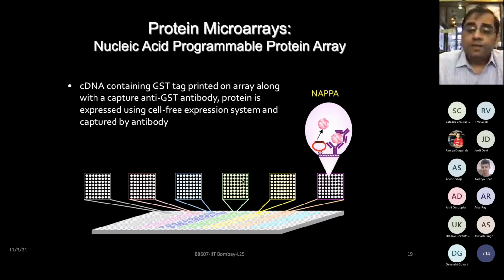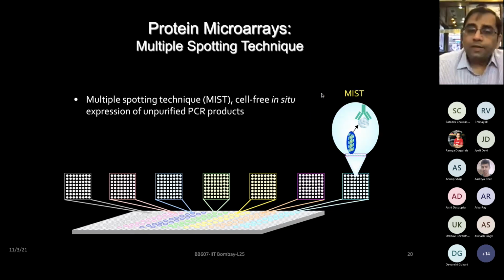Another thought is, can we directly make the proteins from the cDNA? There is evidence that people are able to express the cDNA, complementary DNA, directly by adding an in vitro transcription translation mix, which triggers the transcription and translation processes directly on the chip. Therefore, in a single step, you are able to make the protein from the cDNA. One of the technologies I'll talk about in more detail is NAPA, nucleic acid programmable protein arrays. Another approach, with a similar concept of expressing the cDNA and making the protein, is seen in PCR based products, and PCR is very commonly used in molecular biology work.